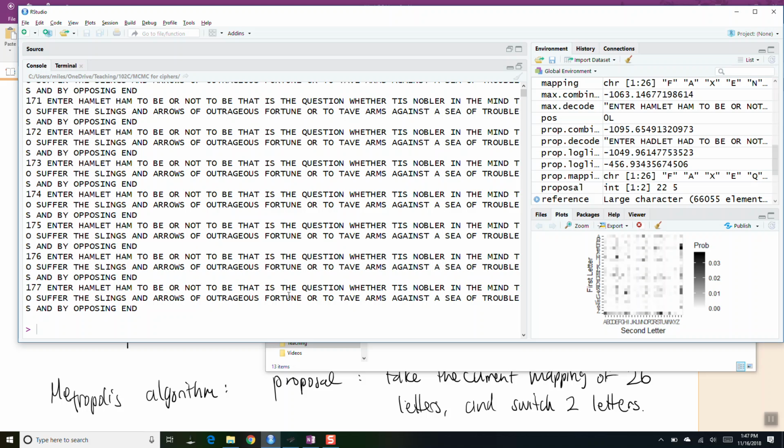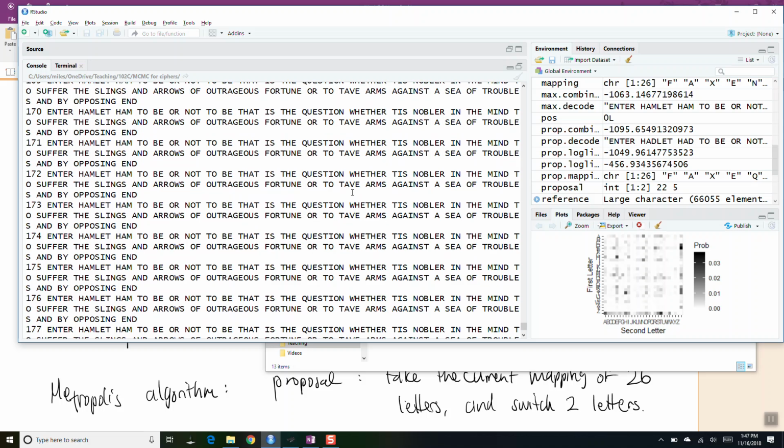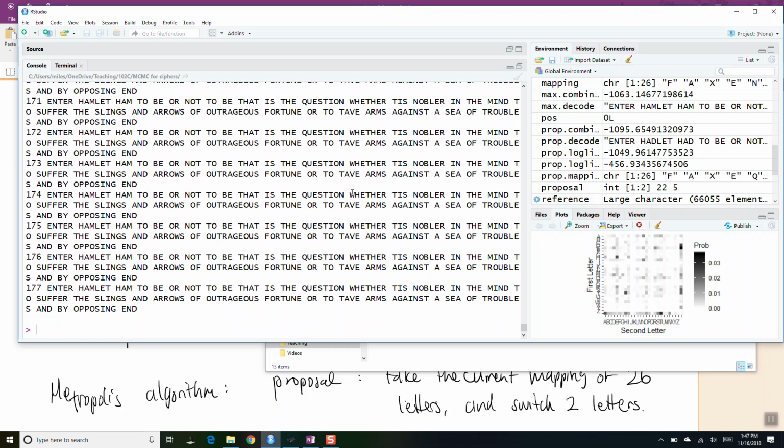Enter Hamlet, to be or not to be, that is the question, whether 'tis nobler in the mind, to suffer the slings and arrows of outrageous fortune, or to, okay, it didn't get take, it has tave arms against a sea of troubles, and by opposing end, but I would say pretty successful, and if the prison guards got this, they would say, oh, okay, they just want to work on their Shakespeare, and that would be a good thing, right?